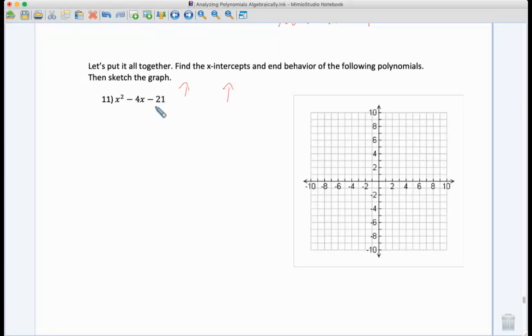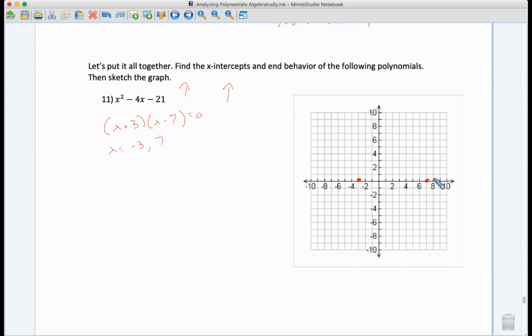And now it's just a matter of figuring out where my x-intercepts are to give me an idea. I can take number 11 and factor. This will actually be x plus 3 times x minus 7. And when I go through and solve, I get x is equal to negative 3, and it's also going to be equal to 7. So my x-intercepts are going to be at negative 3, comma 0, as well as 7, comma 0.